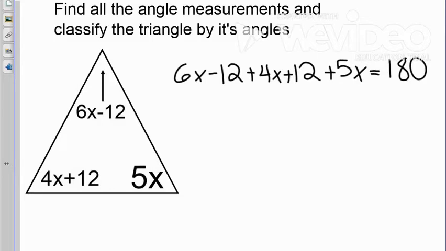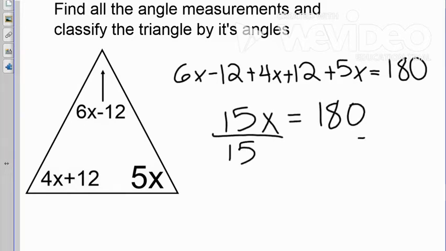So we have 6 plus 4 plus 5x. Okay, so that would give us 15x. And then we have negative 12 and a positive 12, which just makes 0. So we have 180. We will divide this by 15. Okay, and if we do that, we should get x is equal to 12. All right. So if x is 12, we're now going to plug these in to find what that would be.